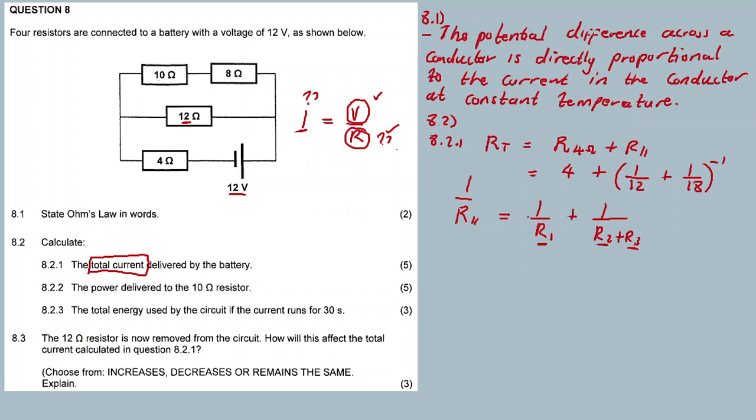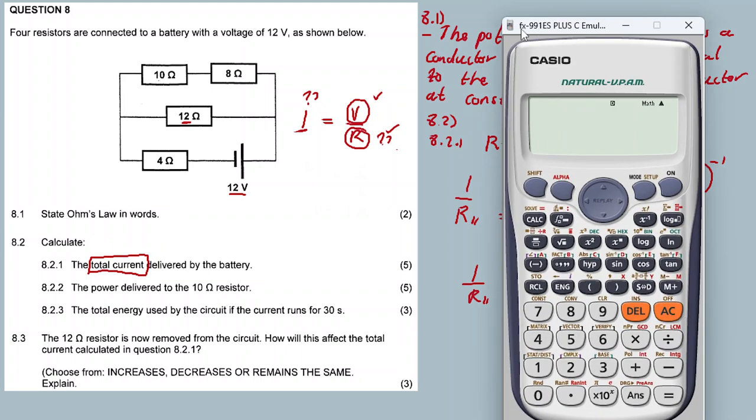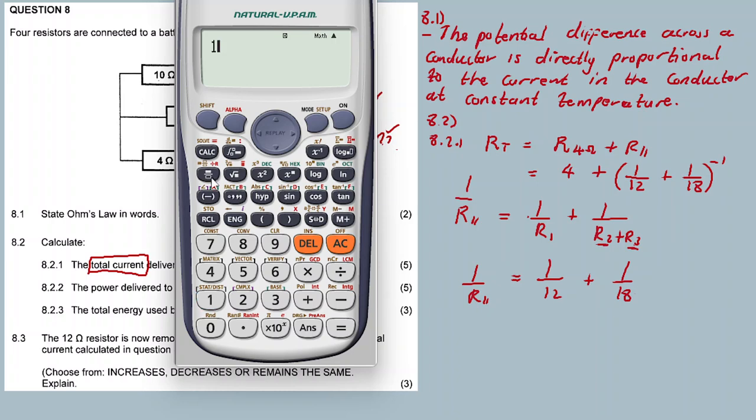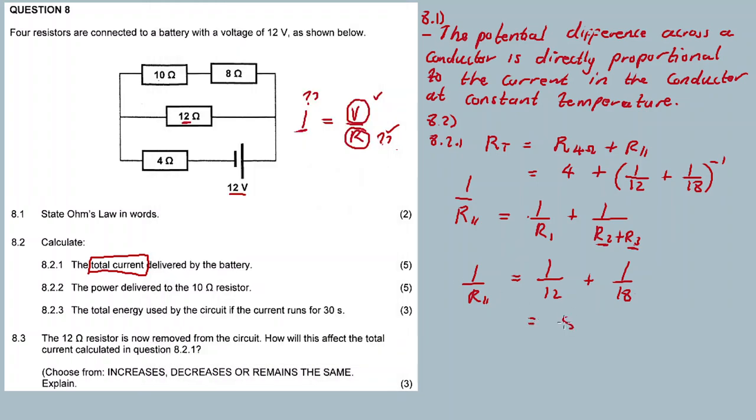You can also use a calculator for the total resistance of a parallel connection. So it will be 1 over 12 plus 1 over 18. We should get this: 1 over 12 plus 1 over 18 is equal to 5 over 36, that is 1 over R parallel.